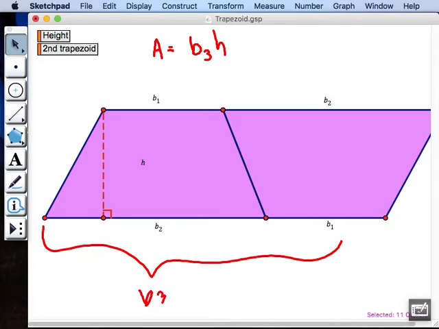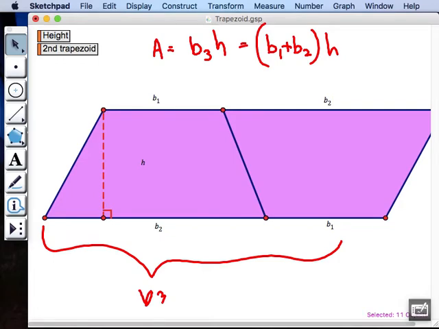Okay. And Max, I think you said it. How else can we write B3? B2 plus B1. Good. I'm going to do B1 plus B2, same thing. Everybody with me so far? One more step. That's the area of the whole big purple thing.